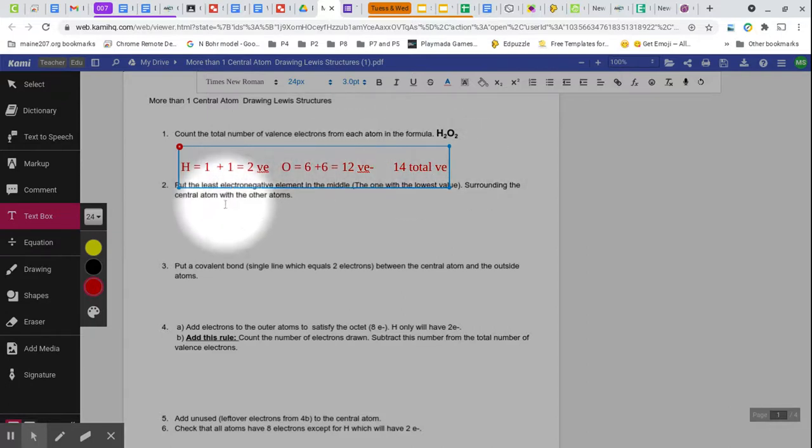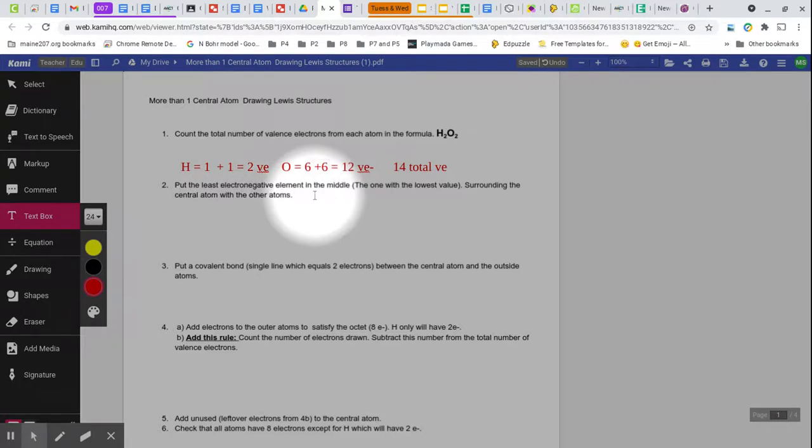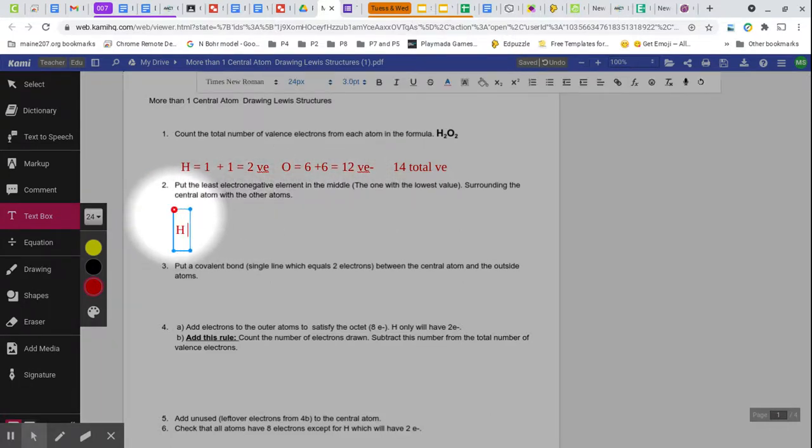Then the next step says put the least electronegative element in the middle, the one with the lowest value. So if I look at my table, I see that H is 2.1 and O is 3.5. So H is less electronegative than O, but the problem is H only forms one bond. How do we know that?